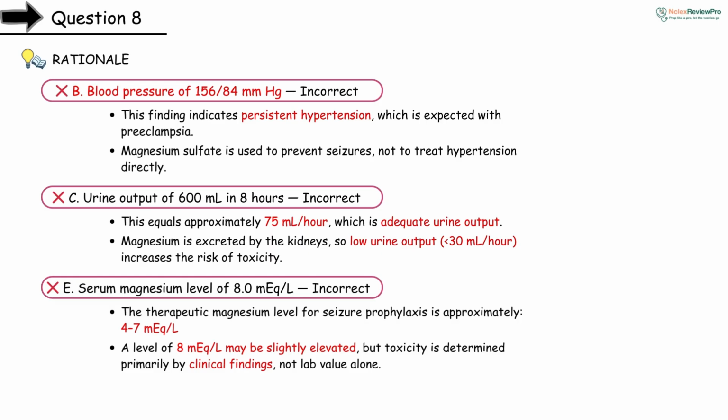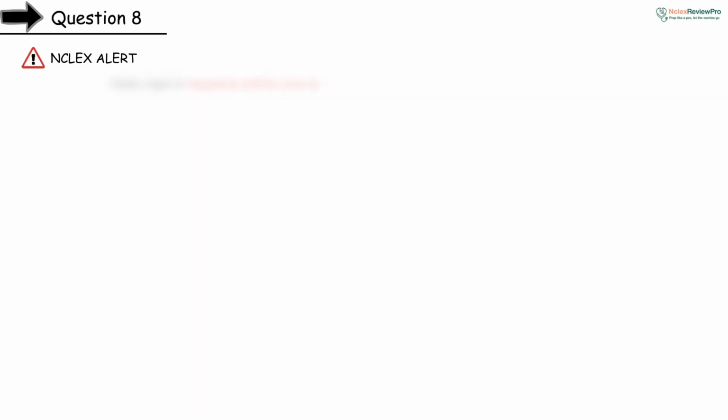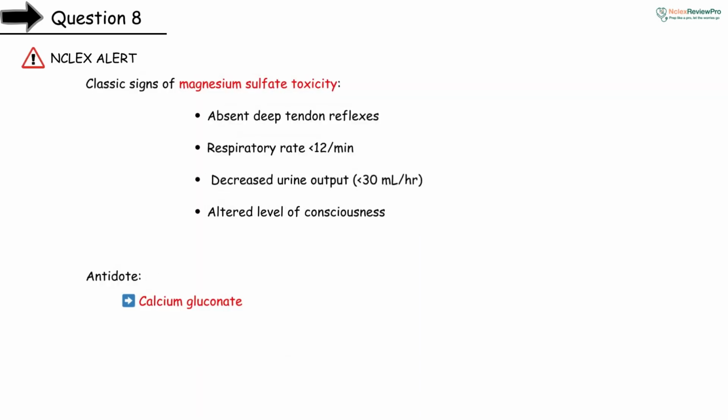Option E, serum magnesium level of 8.0 milliequivalents per liter. This may be slightly above the therapeutic range, but toxicity is determined primarily by clinical findings, not lab values alone. On the NCLEX, always prioritize what you see clinically over isolated lab numbers. Here's your NCLEX alert. Classic signs of magnesium sulfate toxicity include absent deep tendon reflexes, respiratory rate less than 12, decreased urine output, and altered level of consciousness. And you must know the antidote: calcium gluconate.